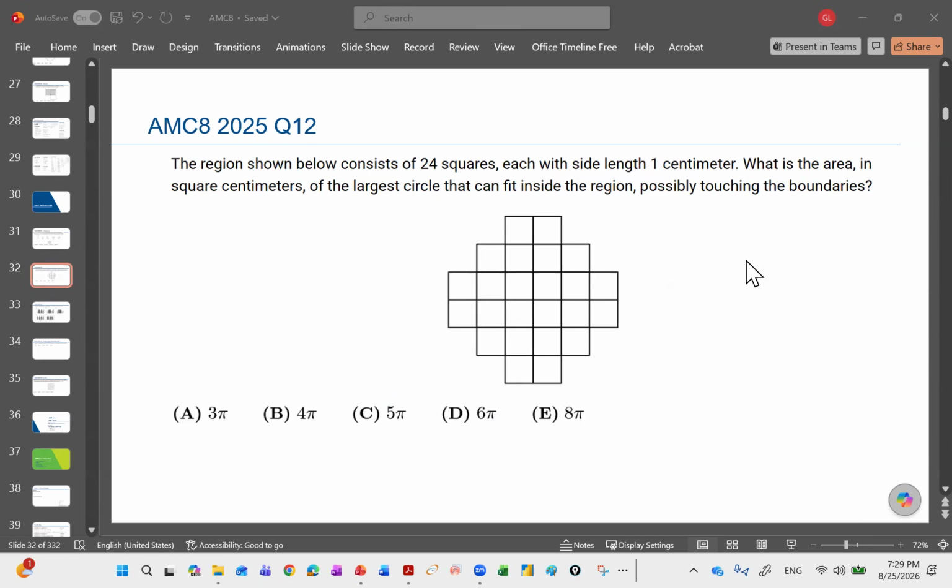The region shown below consists of 24 squares, each with side lengths 1 centimeter. What is the area in square centimeters of the largest circle that can fit inside the region, possibly touching the boundaries? Okay, so let's read it carefully.